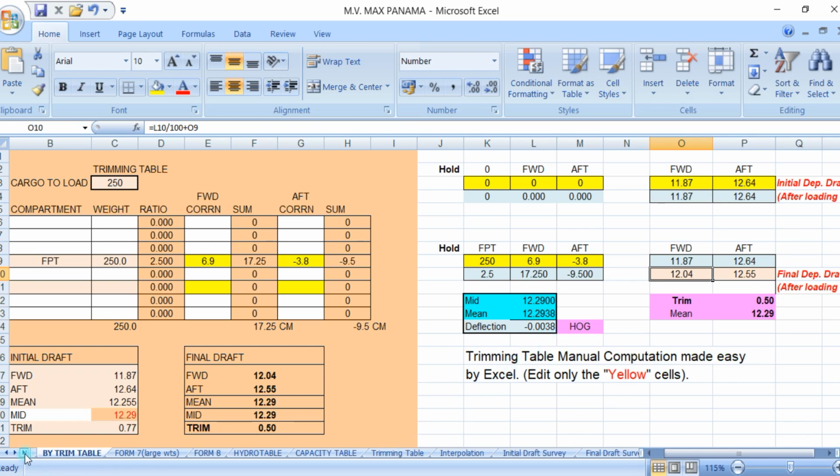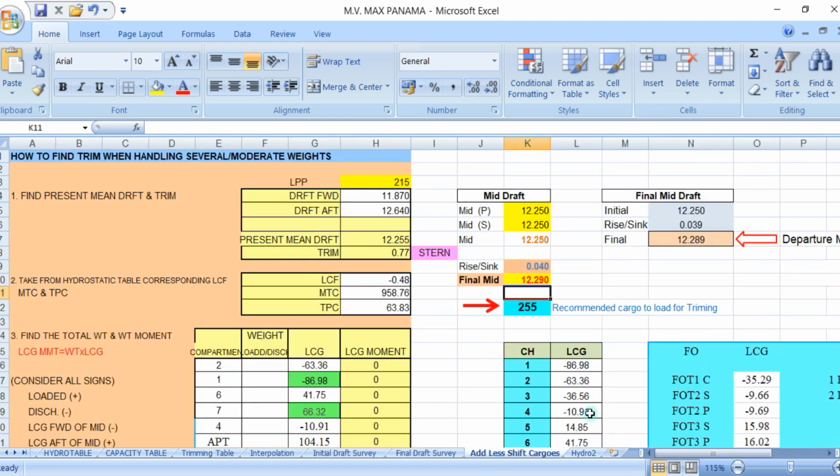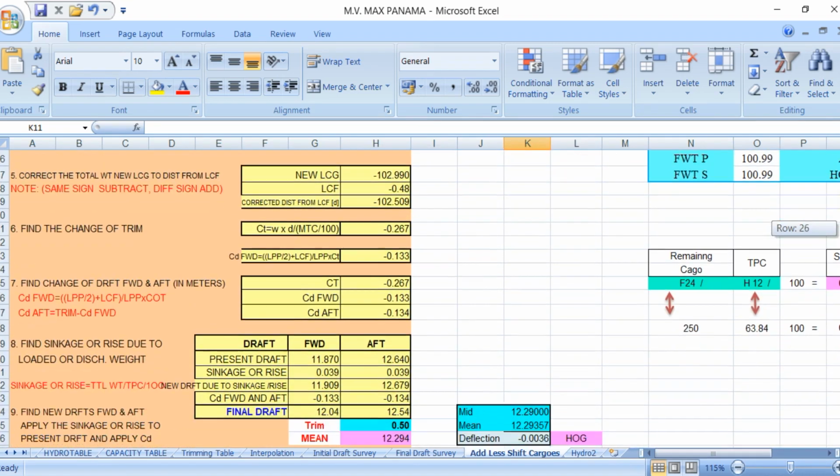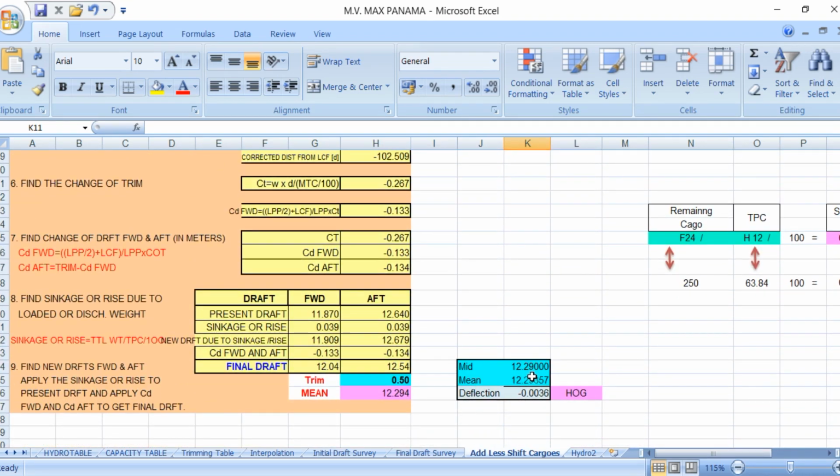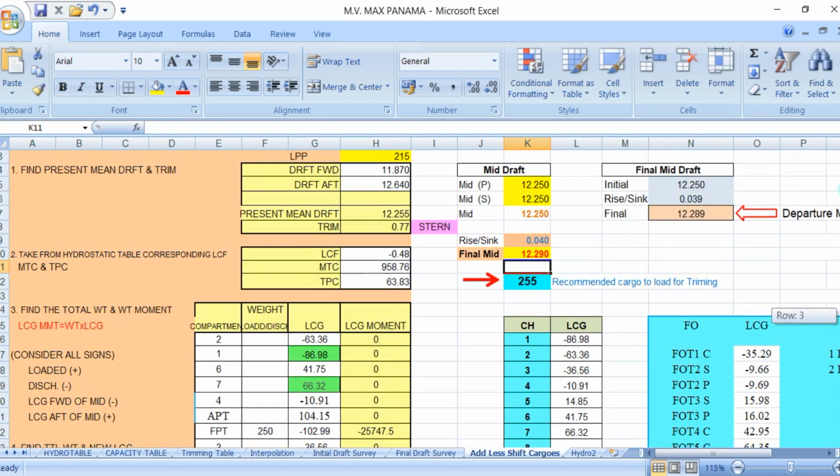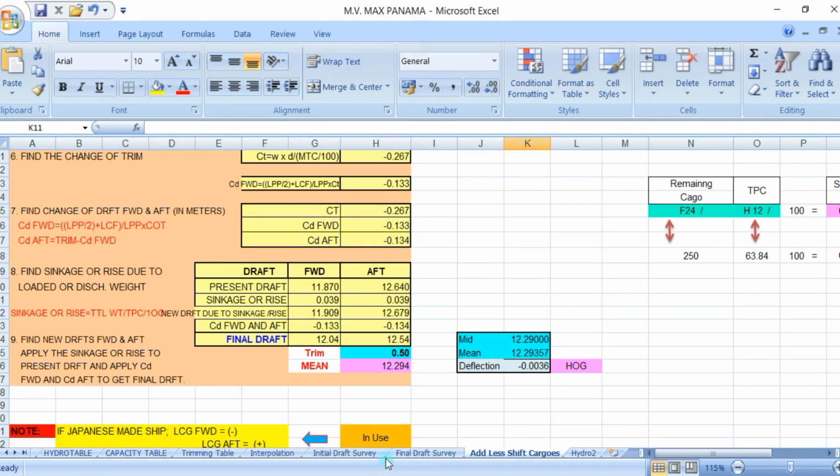So if you go to the solution here, or the formula or the program, the mid drop is 12.29, which is this one, and your mean drop is 12.294, which is this one. So you have a deflection of 0. So with this figure, you will know your deflection of how much. So in this case, the deflection is 0.